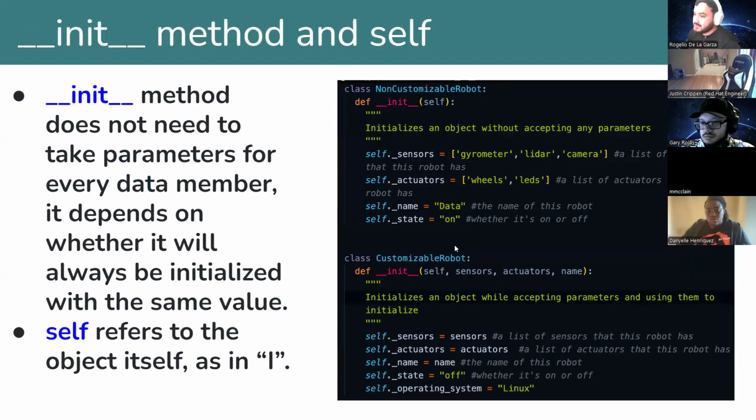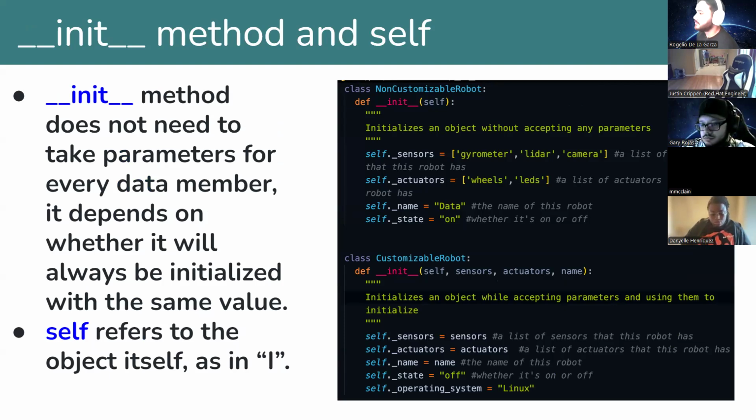The init method does not need to take parameters for every data member, right? It depends on whether it will always be initialized with the same value. If you recall, in our functions we were able to set default parameters, and then we were able to override them if needed. The init method can do something very similar. Self refers to the object itself, or as Gary asked earlier, as this, right?